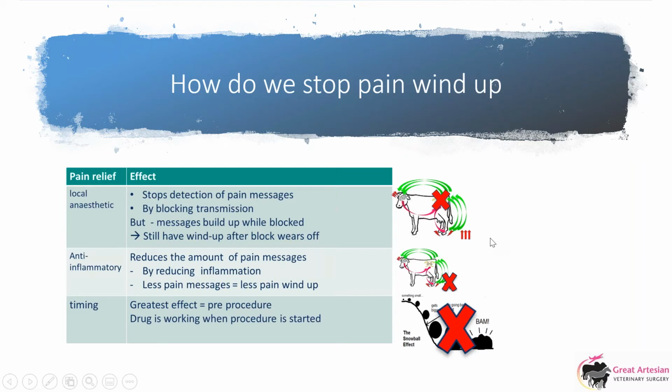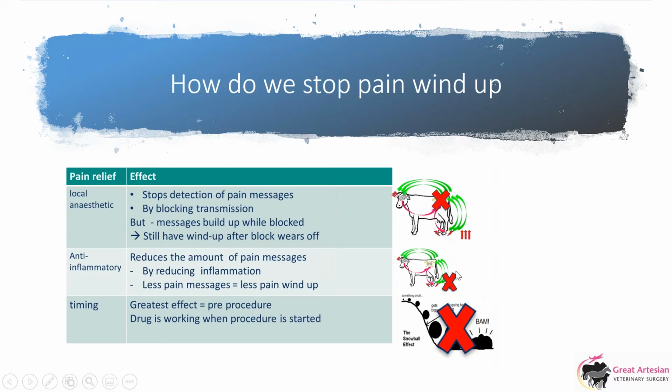We can either block it at the level of the nerve or at the spinal column. The important thing to realise here is that the pain message still exists in the original form, and as soon as that local wears off, the full strength pain message will still break through and start that wind up process.